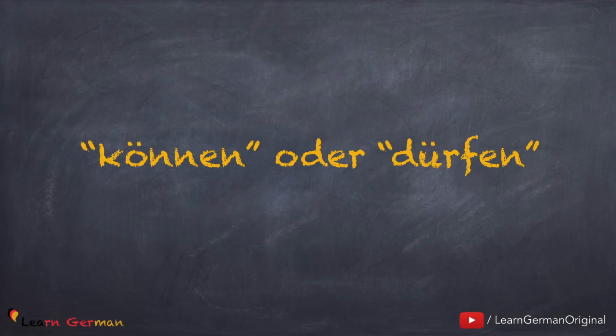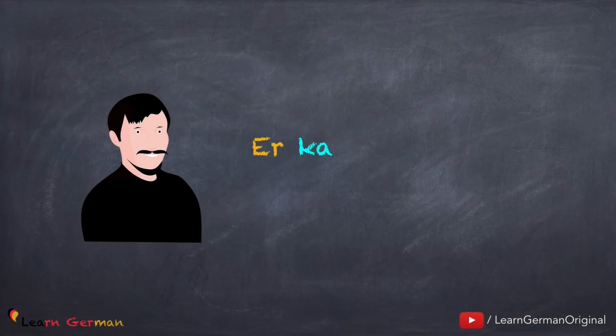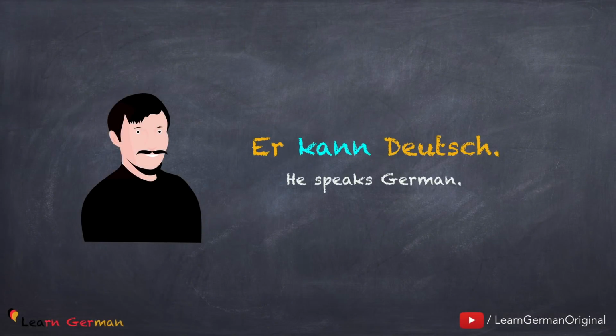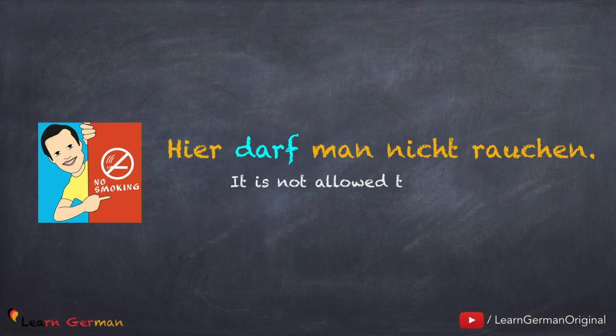So let's begin. Können oder dürfen. Let's first look at an example for each one of them. Ich kann Deutsch. If you have watched our video on the modal verb können, then you know that with this modal verb, you can sometimes make sentences without adding an infinitive at the end. Here's the next example. Hier darf man nicht rauchen.